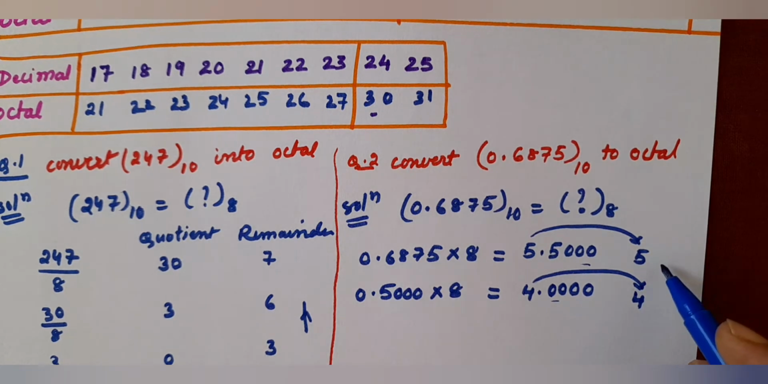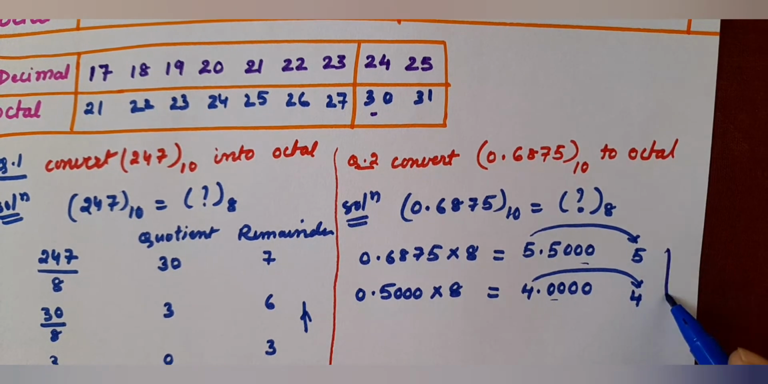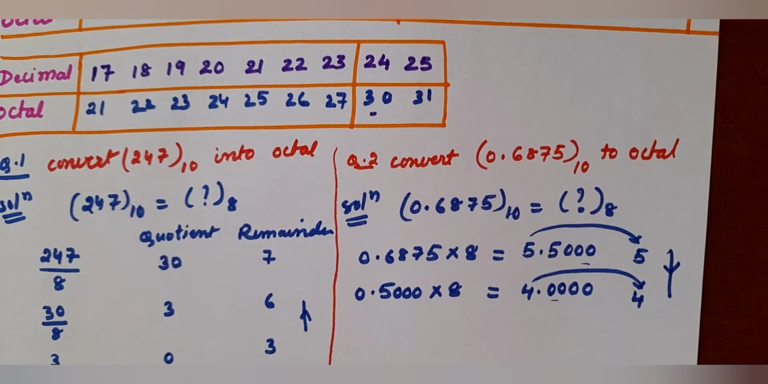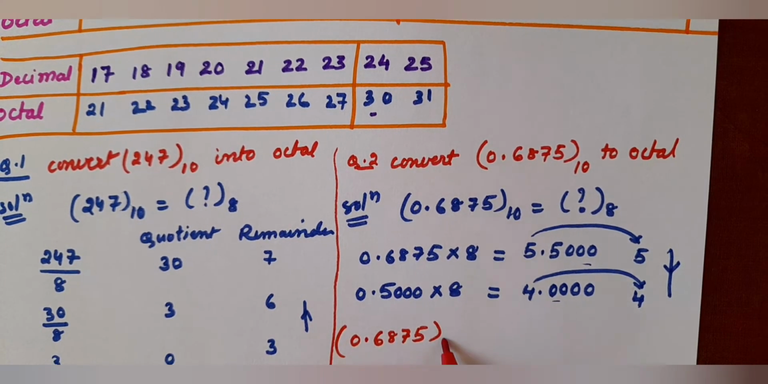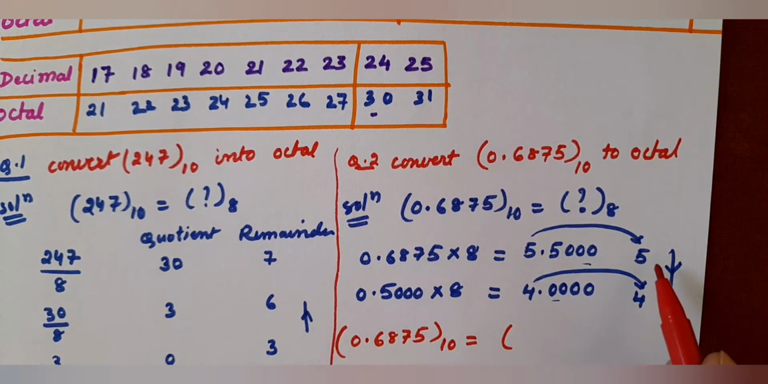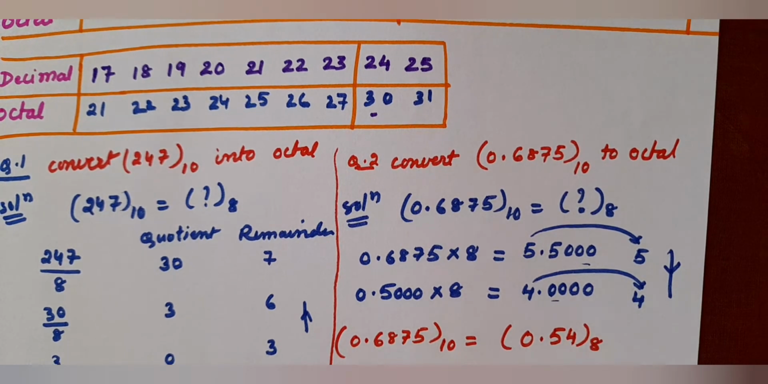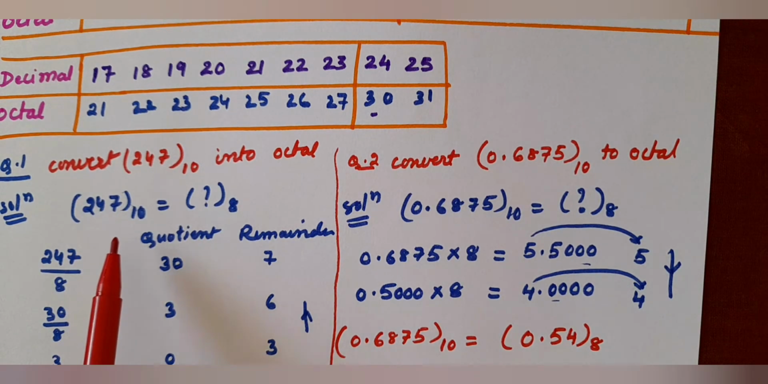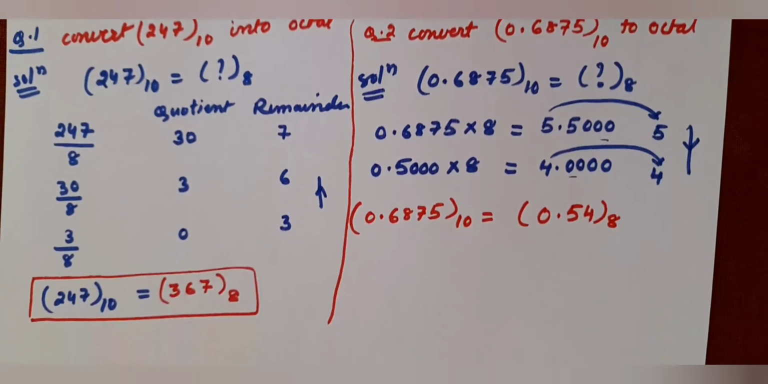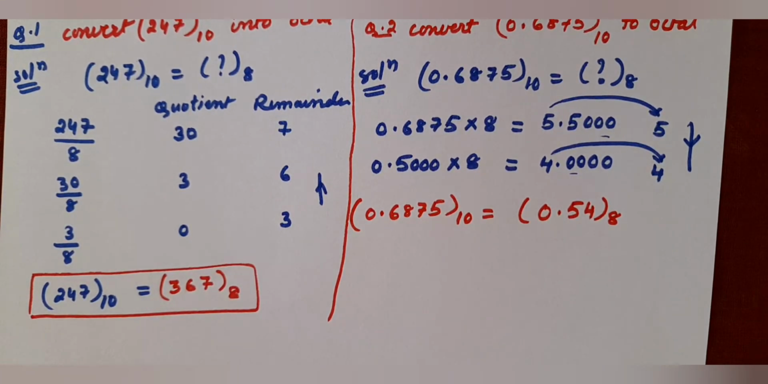How to read the answer now? You have to read the answer from top to bottom for the fractional part. So what will be the answer now? 0.6875 in decimal is converted to 0.54 in octal. Okay. So you have seen how to do it for the integral part and for the fractional part. Let us now go for the third question.